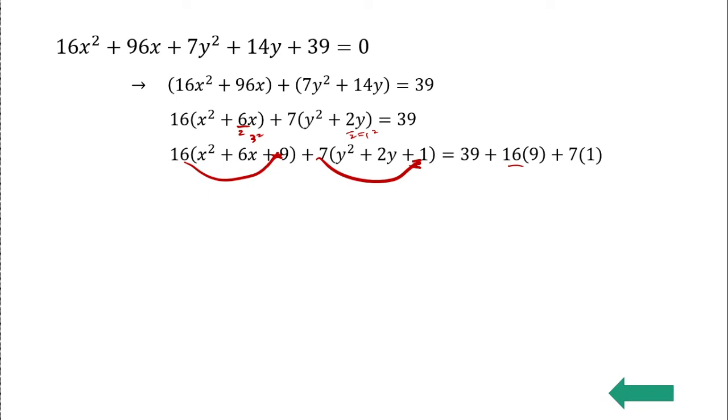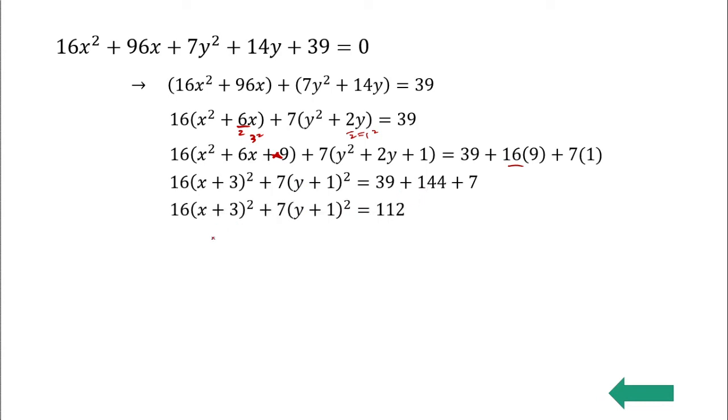So, after completing the square, I factor out na naman natin to in the square binomial. So, magiging 16 times quantity x plus 3 squared plus 7 times quantity y plus 1 squared equals negative 39 plus 144 plus 7. Okay? So 16 times quantity x plus 3 squared plus 7 times quantity y plus 1 squared equals 112. And divide both sides by 112 pag magiging 1 yung right hand side.